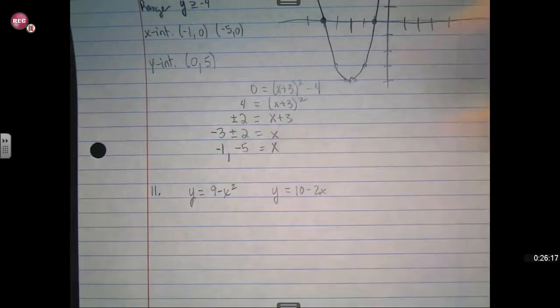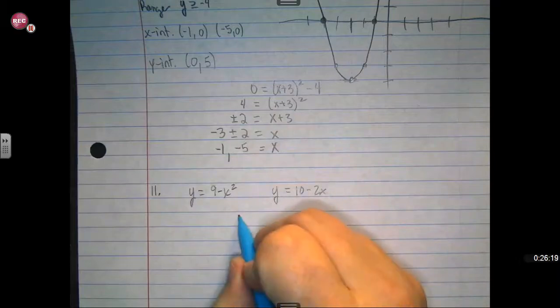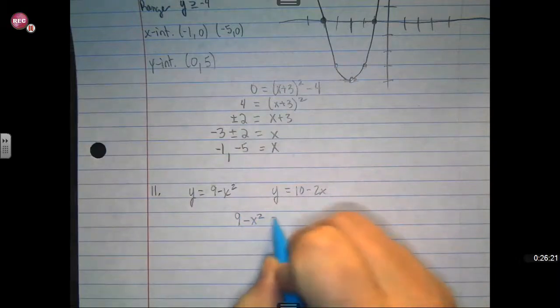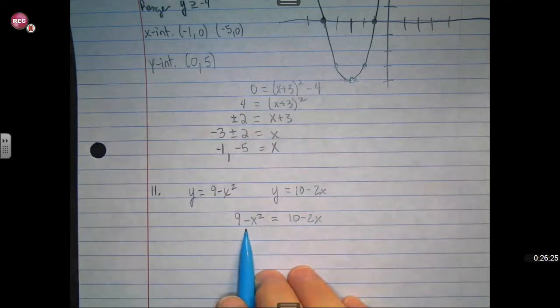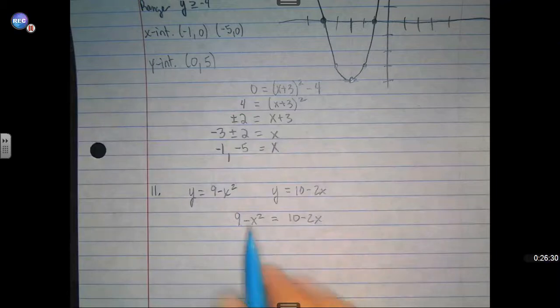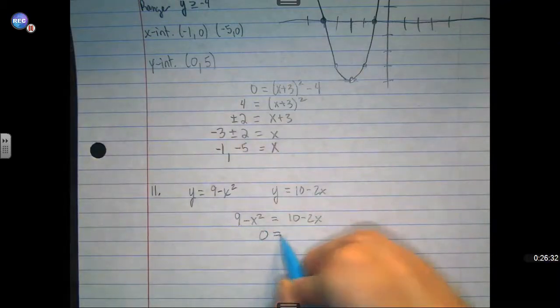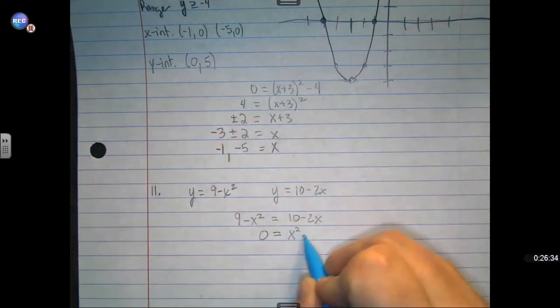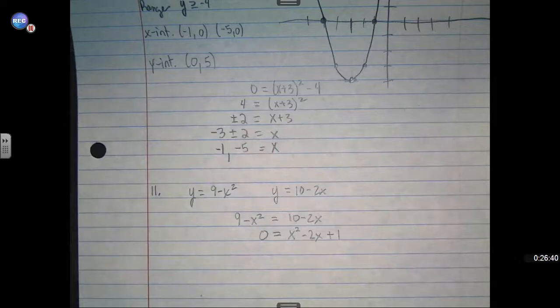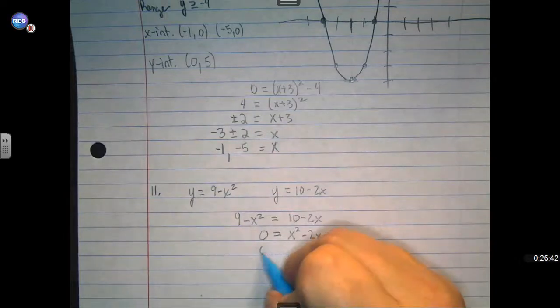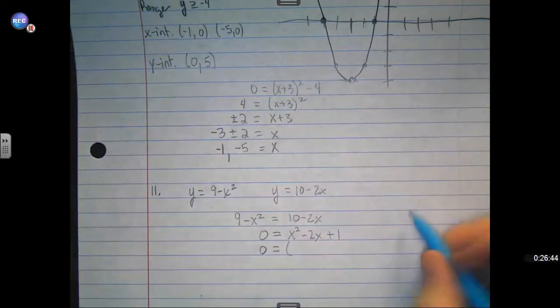So what I do is I set them equal to each other. Substitute: 9 minus x squared equals 10 minus 2x. I don't like my x squared to be negative, so I'm going to move everything to the right. So it's going to be 0 equals x squared minus 2x, and then plus 1. Could it be that that factors? I think it does. Sure.